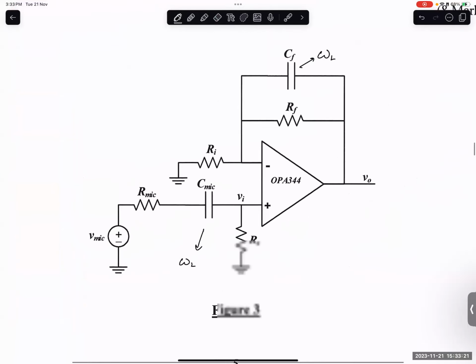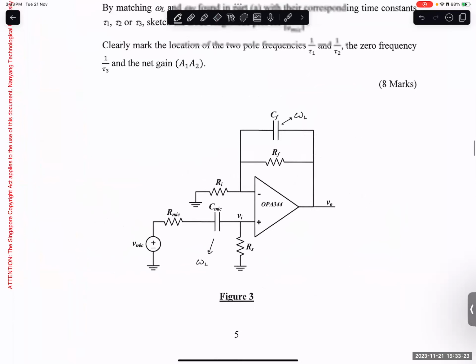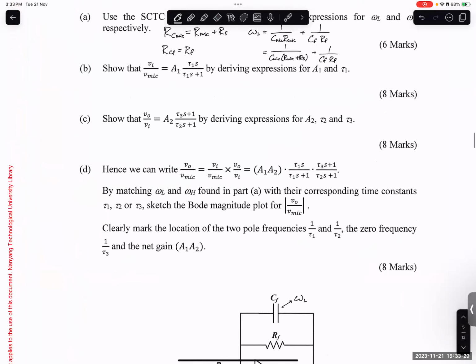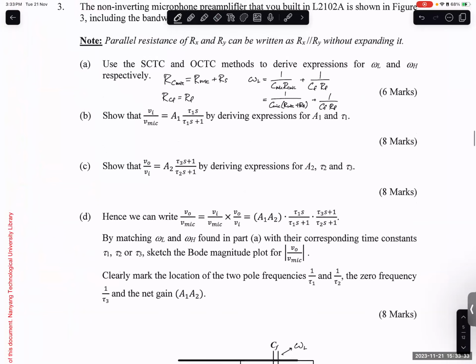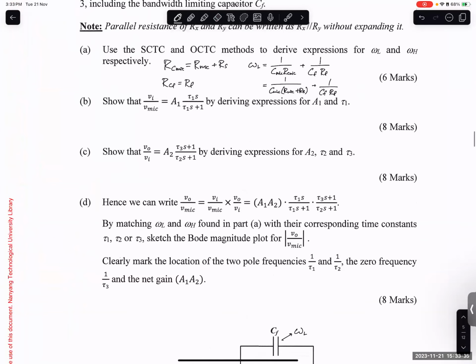Did they give us last paper? This one is 3 marks. How many marks do they give you? This is just a simple voltage divider only. How much marks do they give you? Really. It's 8 marks. What the heck? Why do they give so many marks? Just voltage divider. There's a catch.